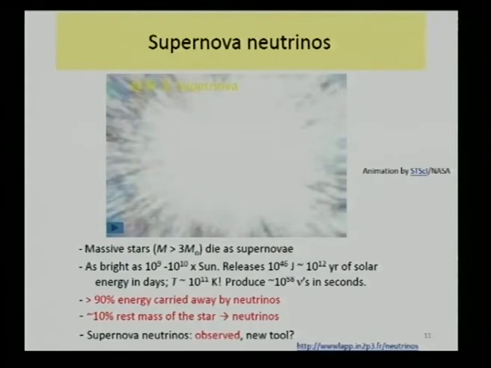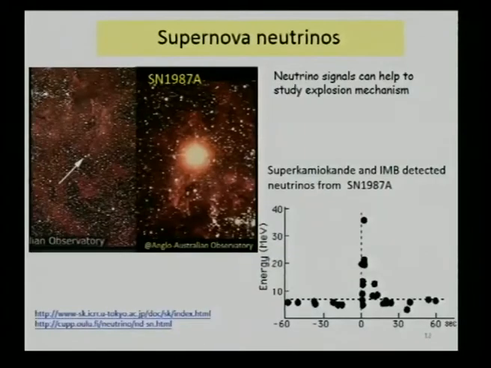Supernova neutrinos have been observed. In 1987, there was a star that blew up. This was before the explosion, and this is after it. It's called supernova 1987A.